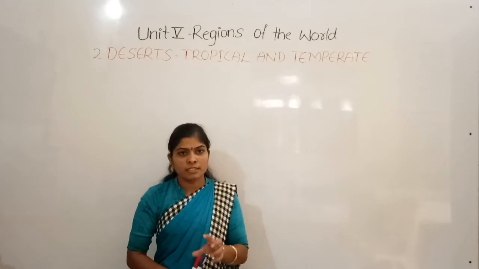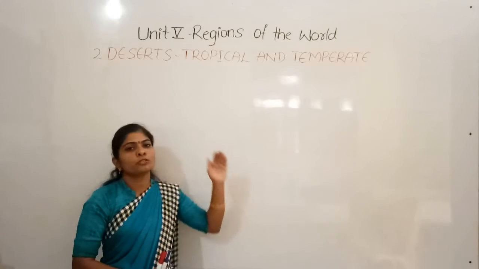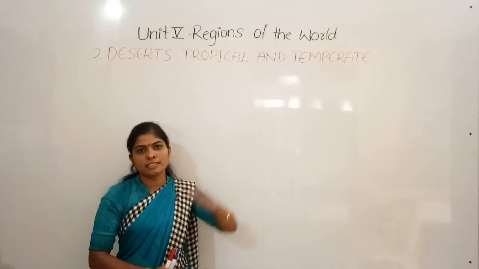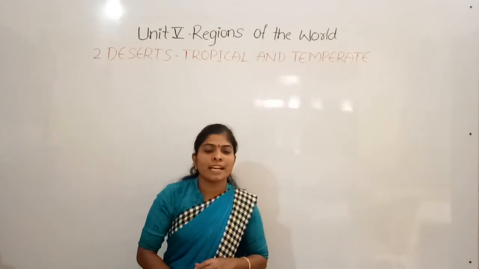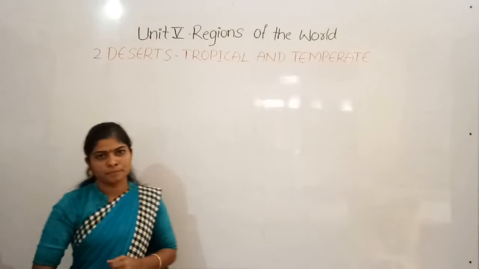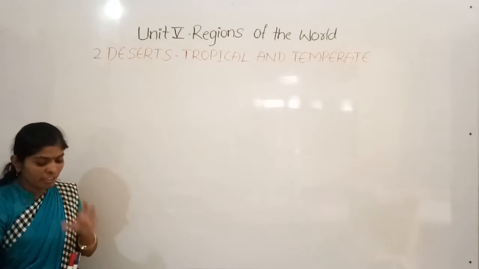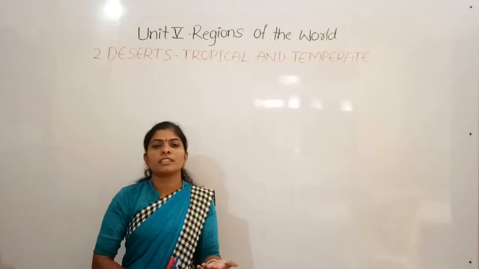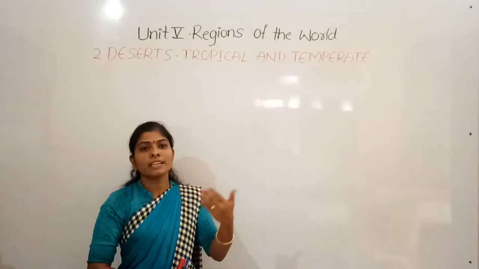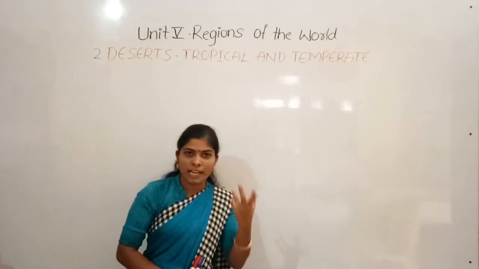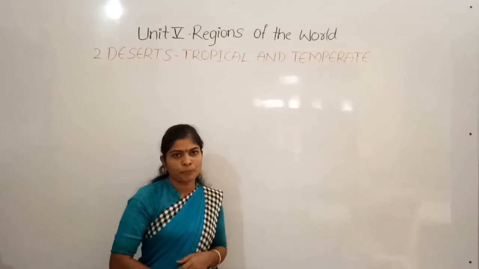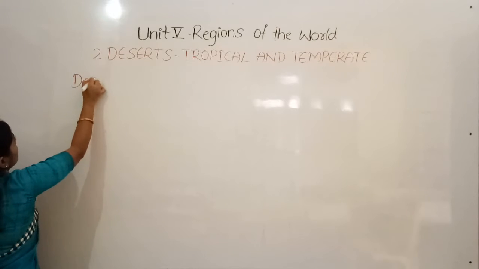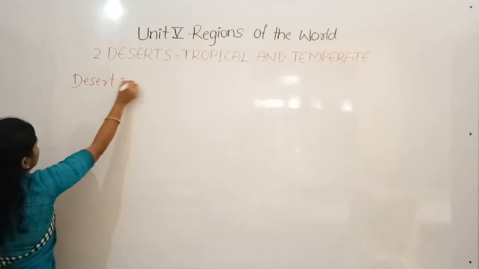Before discussing in detail these two kinds of deserts, the tropical and the temperate deserts, first we can understand what deserts are. Then we will be able to understand the types of deserts, where they are located, and what kind of climate is there in that area, right? So now let us discuss what deserts are.